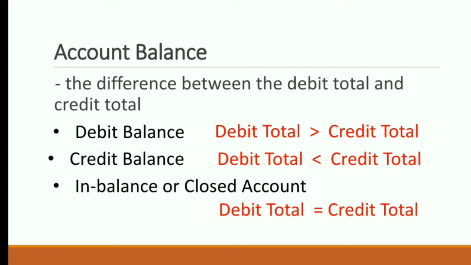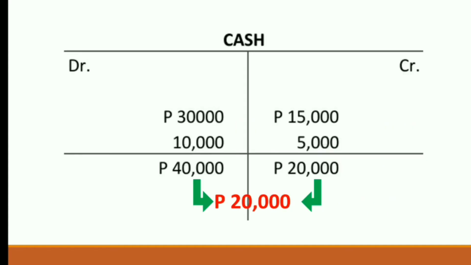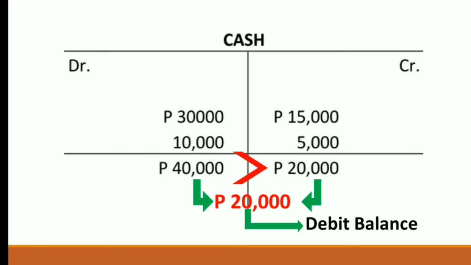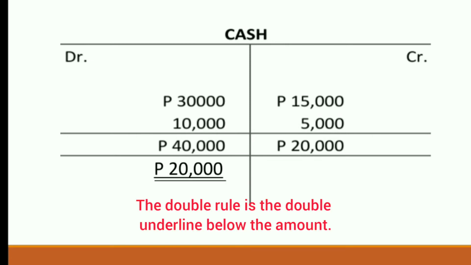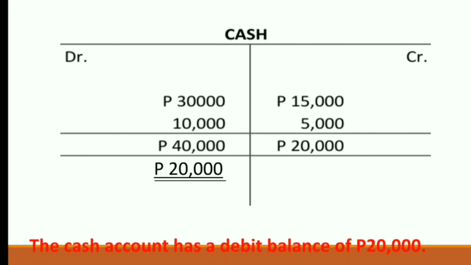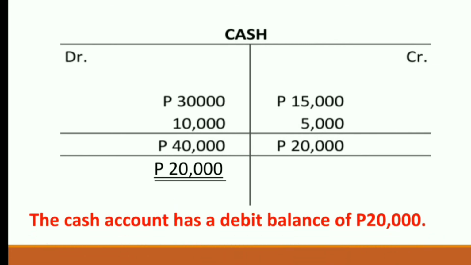So going back to our illustration, the 20,000 pesos account balance is, of course, a debit balance, since the debit total of 40,000 pesos is greater than the credit total of 20,000 pesos. So we're going to put the 20,000 pesos debit balance here in the debit side, and don't forget the double rule. So in this illustration, we could say that the cash account has a debit balance of 20,000 pesos.